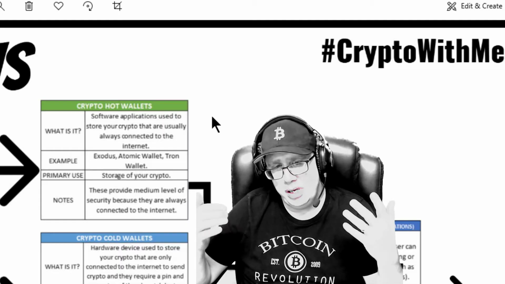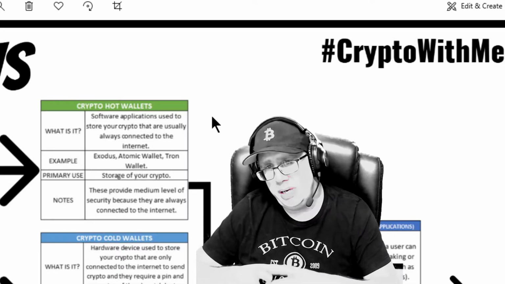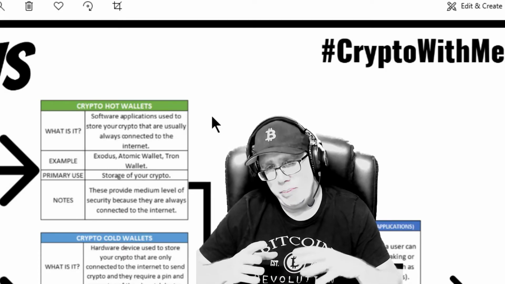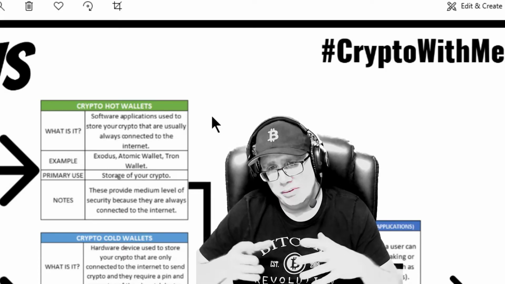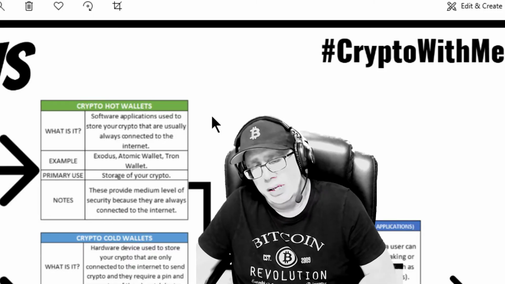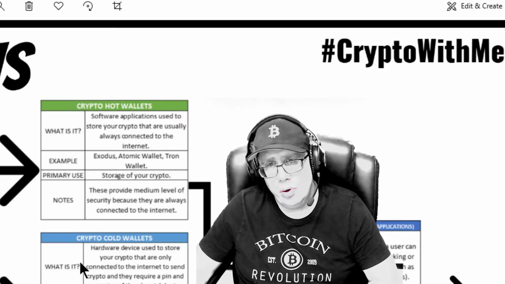So, just keep that in mind, that these are medium security. So these wallets are fine to use. Just you want to keep them to medium levels of crypto. You don't want your whole portfolio in a hot wallet. Okay. So next we have crypto cold wallets.